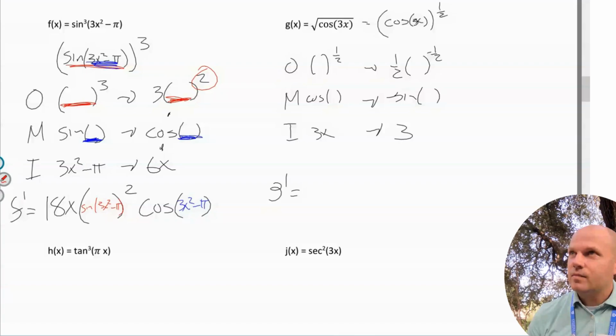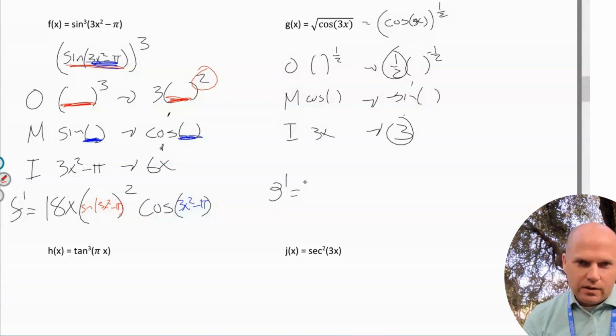Write it correctly. Let's combine the 1/2 and the 3. We're just multiplying stuff together. I get 3/2. Combine the negative with that. Negative 3/2. 1/2 to the negative 1/2 is like a positive 1/2.